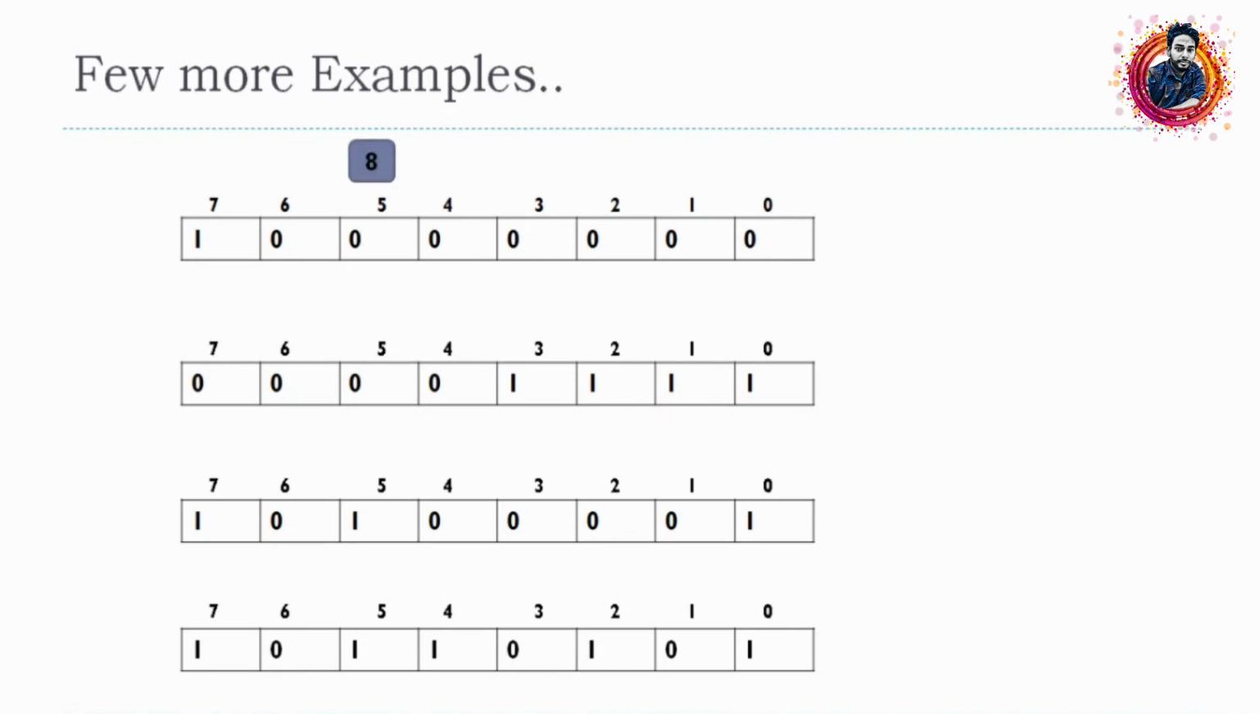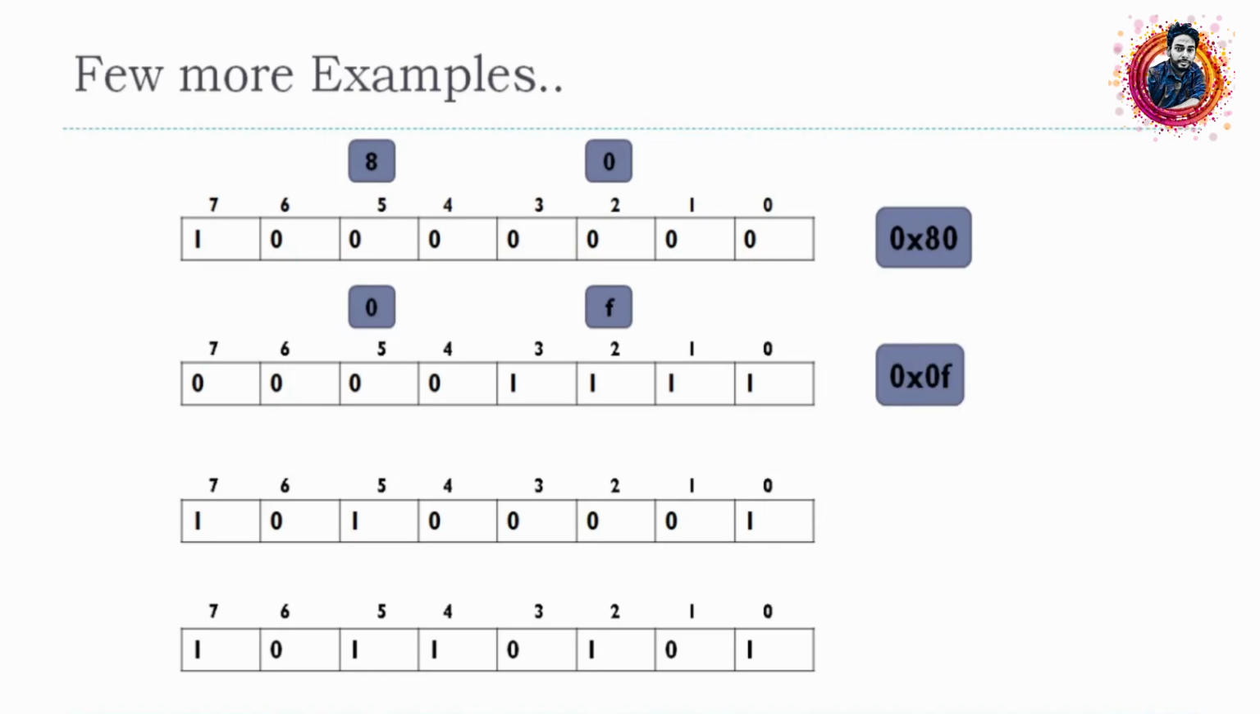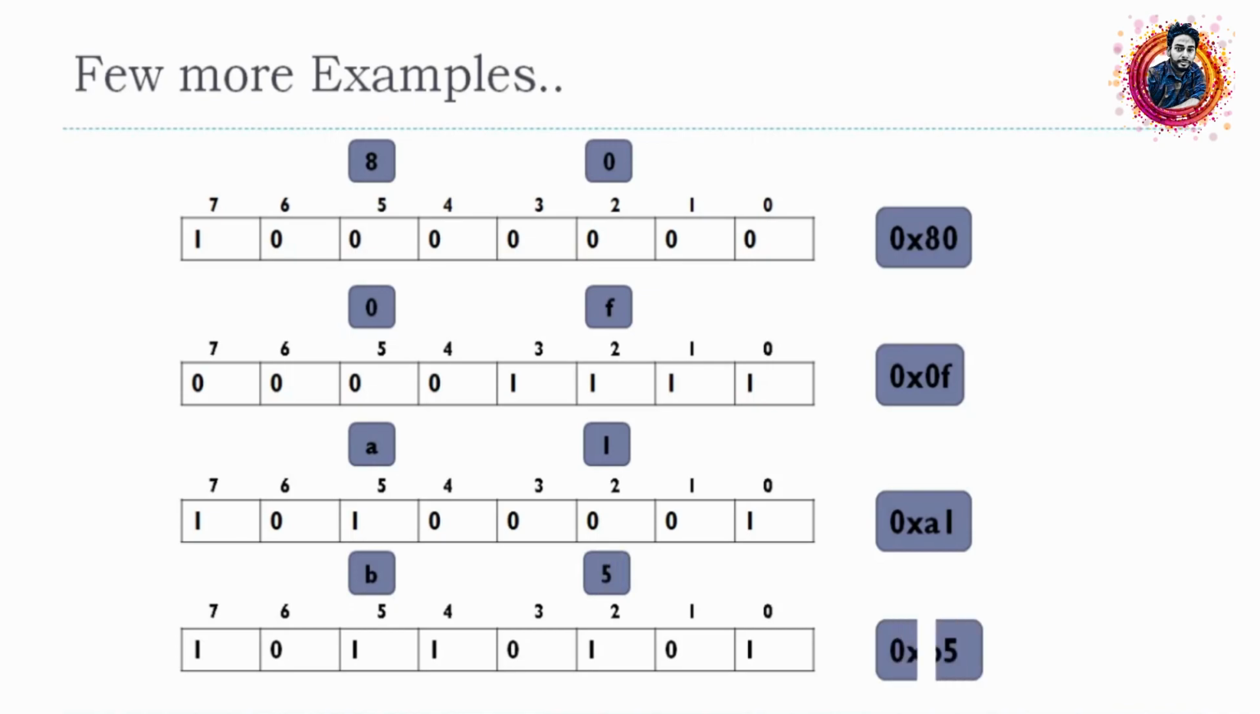In the first case, the higher nibble is 8 and the lower nibble is 0. This port can be represented in hexadecimal format as 0x80. Similarly, do it yourself for the next few cases. It is advisable to keep the binary to hexadecimal conversion table handy while doing these operations.